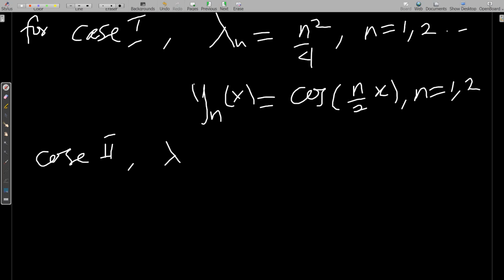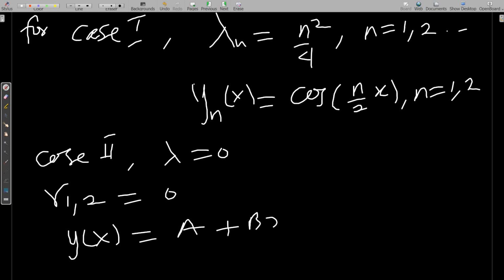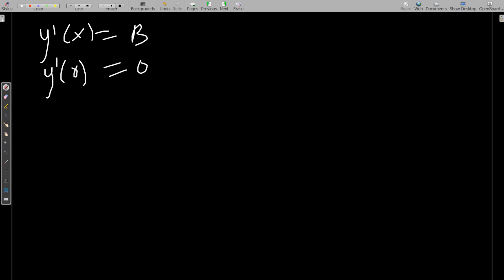Lambda is equal to 0. When lambda is equal to 0, we have our solution r1 equals r2 equals 0, that is a repeated root, and I said the solution to this is written as a plus bx. And now you have to find y prime of x. So y prime of x is equal to b. And you know that y prime of 0 is equal to 0.